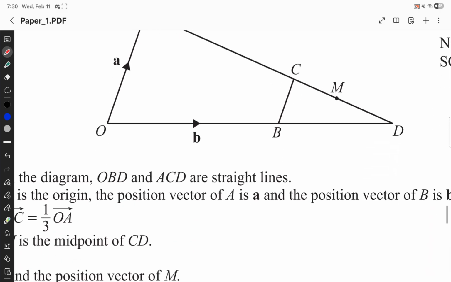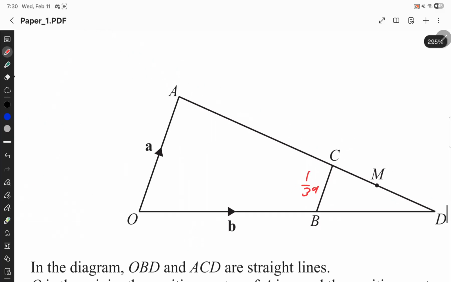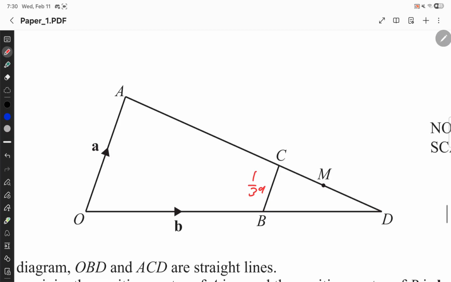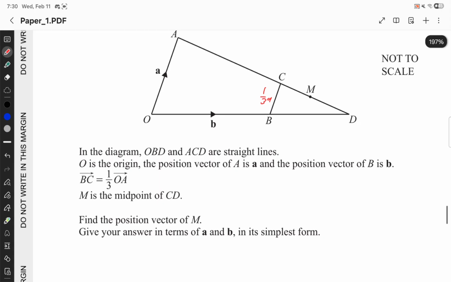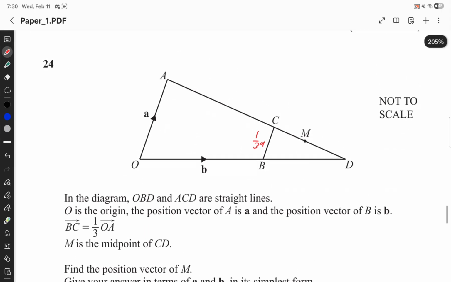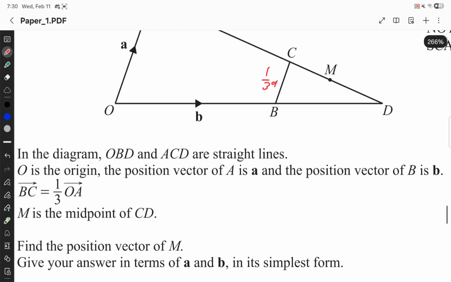CB is equal to a third A, meaning this is a third A. Now we need to go to M. So we use the parallel vectors formula for this. How? M is the midpoint of CD.